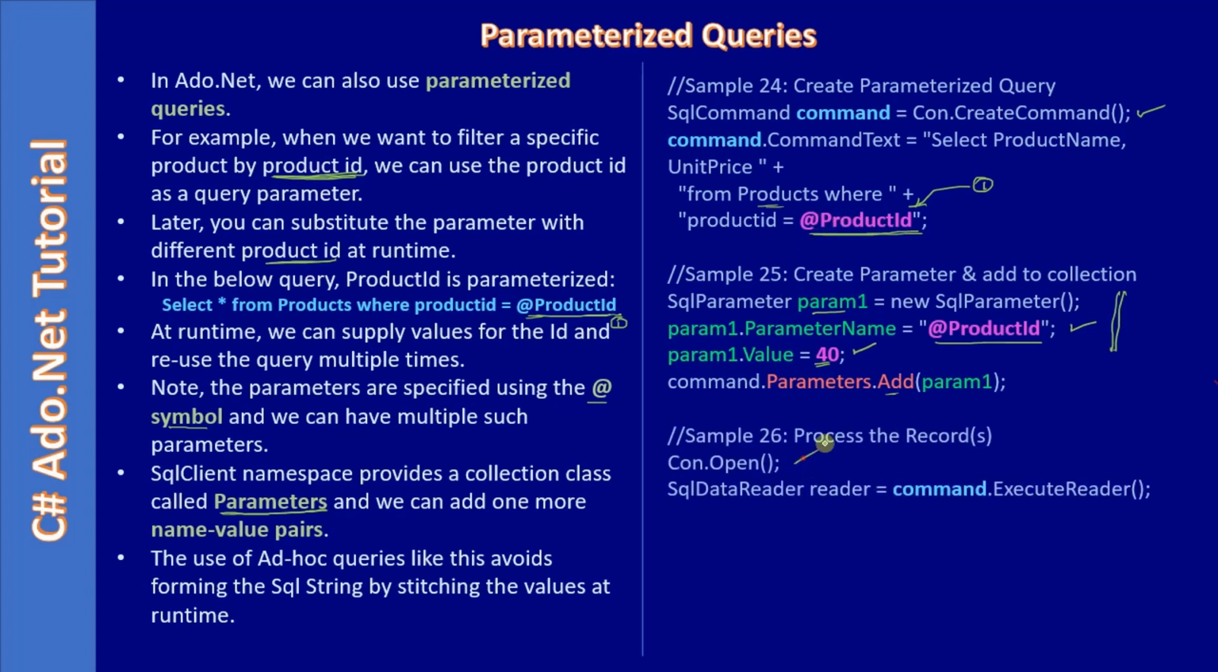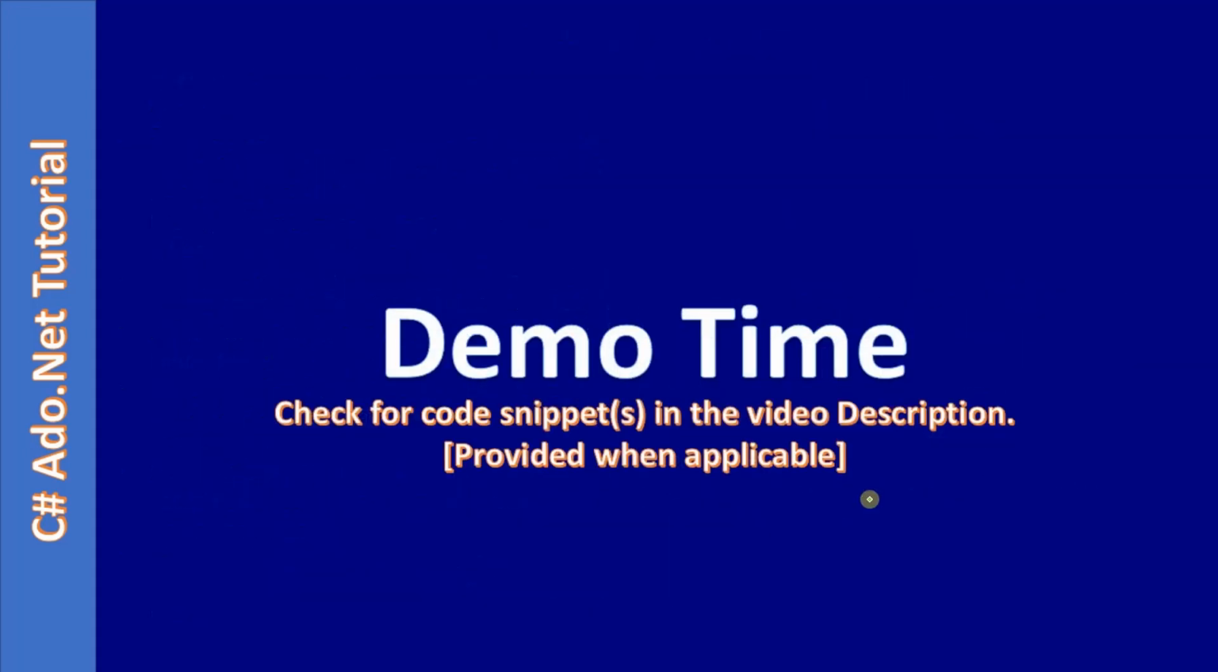Next, as usual, we are opening the connection. We are making a call to execute reader. The reader will automatically perform the filter because it will be substituting the parameters. Next, you can open a while loop on this reader object and you can fetch the values. Now let's go to the demo.